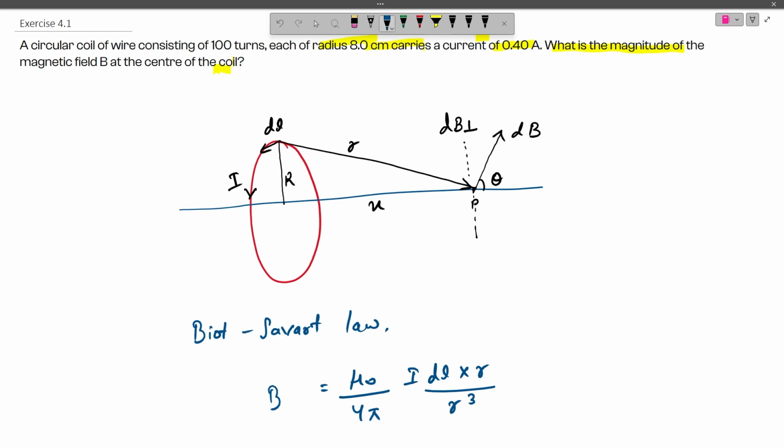Now here cos theta would be equal to, since this is theta, this would be equal to 90 degrees minus theta, and this angle is going to be theta. Now cos theta would be equal to R by small r.